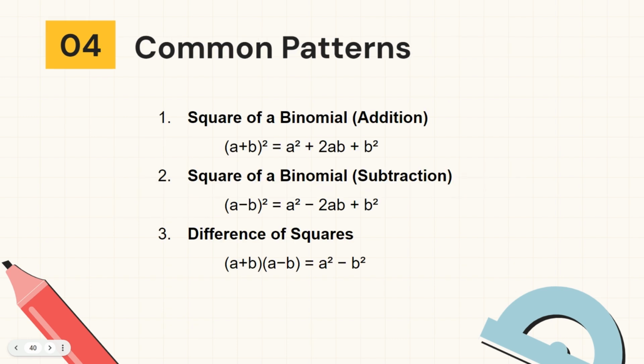Common patterns. One common pattern is the square of a binomial, addition: (a + b) squared equals a squared plus 2ab plus b squared. Square of a binomial, subtraction: (a - b) squared equals a squared minus 2ab plus b squared. Difference of squares: (a + b)(a - b) equals a squared minus b squared.